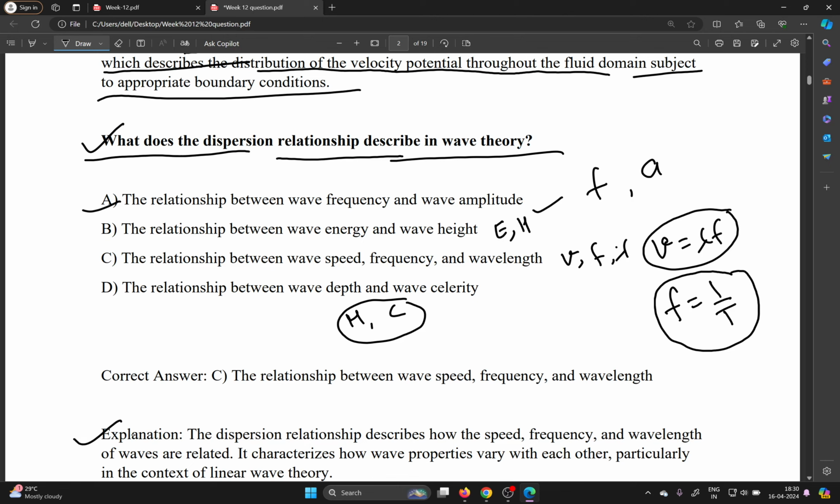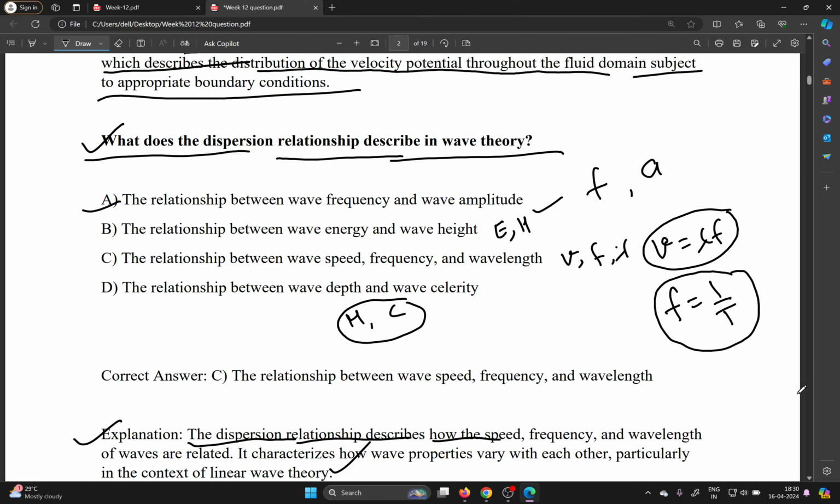The explanation is: the dispersion relationship describes how the speed, frequency and wavelength of a wave are related, and it characterizes how wave properties vary with each other, particularly in the context of linear wave theory.